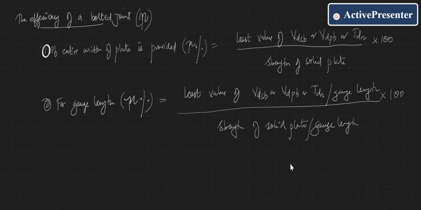So if you are asked to calculate the efficiency of the bolted joint for the entire width of the plate, it is the least value of the shear strength or bearing strength or net tensile strength of the plate divided by the solid strength of the plate, into 100. If the entire width is not given, we will go for per gauge length, the same thing as I said before. So today's class we will end here. From the next class onwards, we will start the numericals. There you will get more idea of what we have studied.